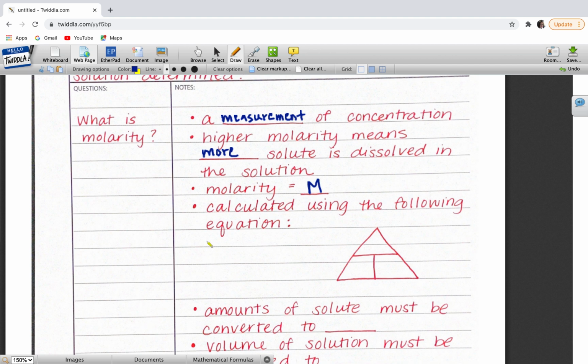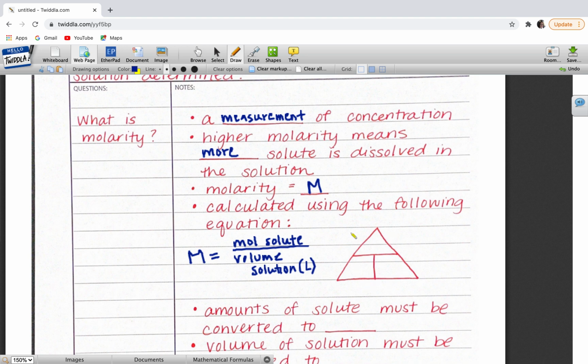So we have an equation. Molarity is calculated by taking the moles of solute and dividing it by the total volume of solution. And we know that we measure volume typically in liters. So basically, it's going to be moles divided by liters is going to give us our molarity.